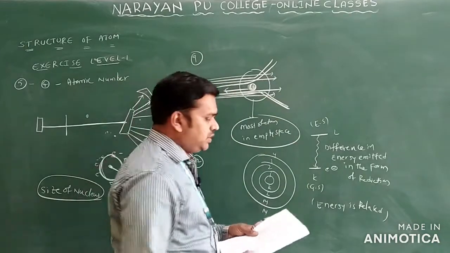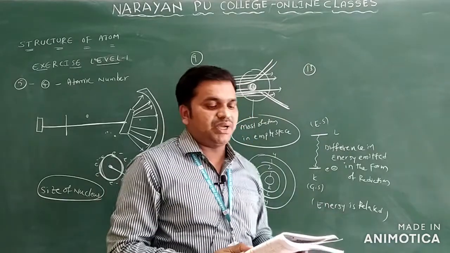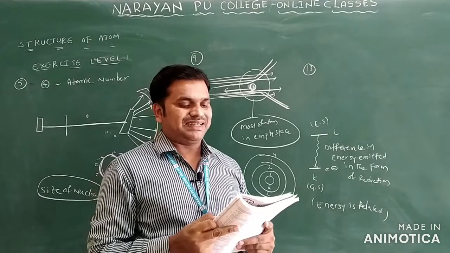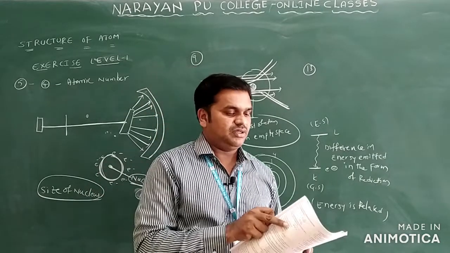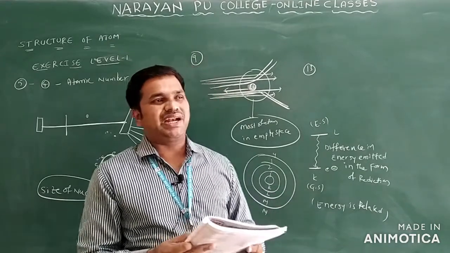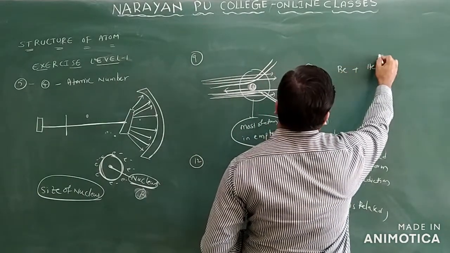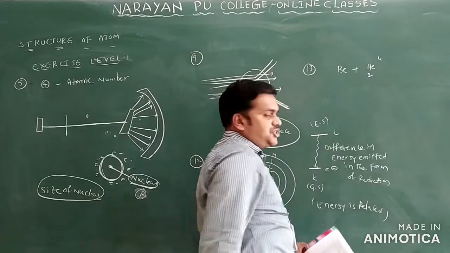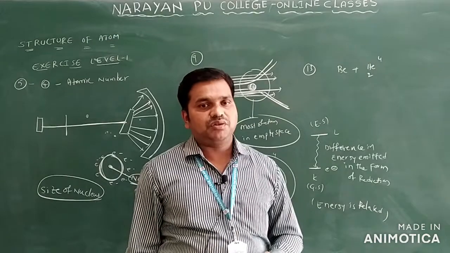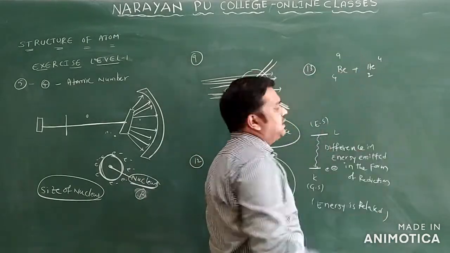Next, you can see question number 13. It mainly tells about when beryllium is bombarded with alpha particles, extremely penetrating radiation, which cannot be deflected by electric or magnetic fields, is given out. So the beryllium atom is bombarded with what? Alpha particles only. So we will write here 2He4. Beryllium is 4Be9.